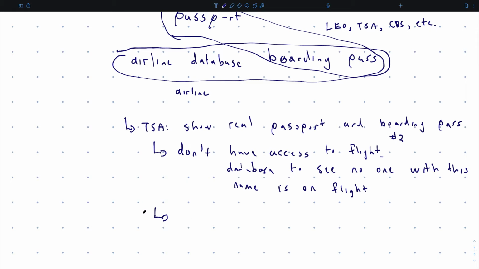And then the airline, we're just looking at the boarding pass and flight info. So you would show them the boarding pass number 1, and they would check the flight info, and they'd say, oh yeah, we have that person on the plane, but they're not checking the passport to see that you are that person. Okay, so that's a totally different person.